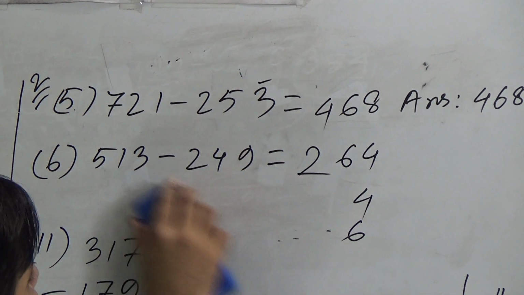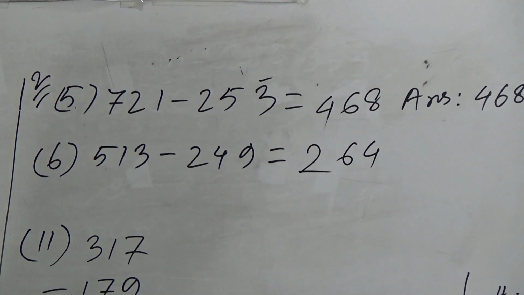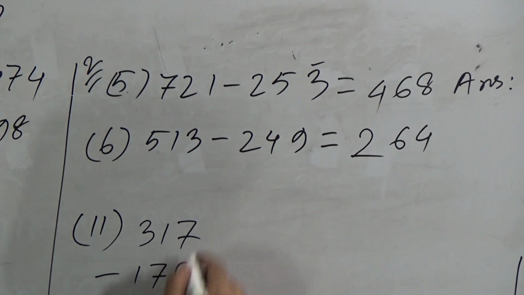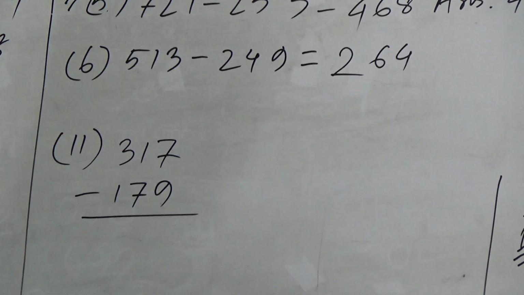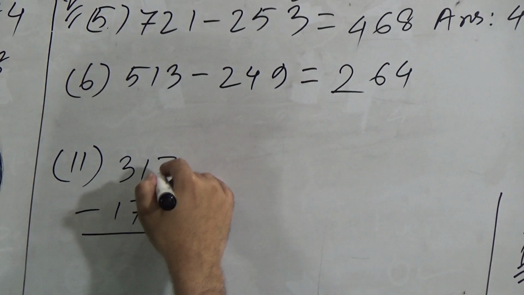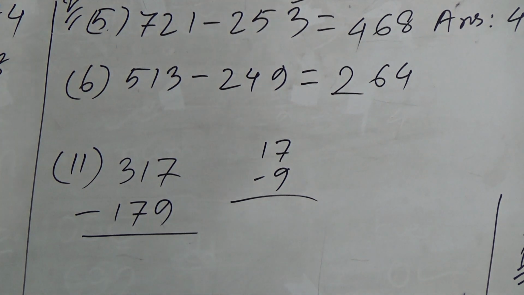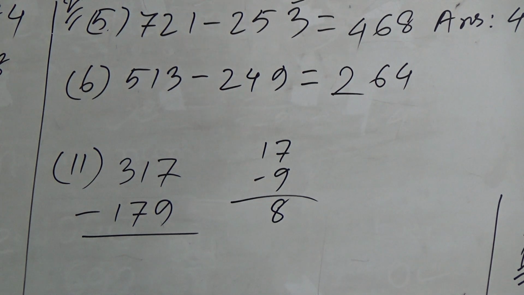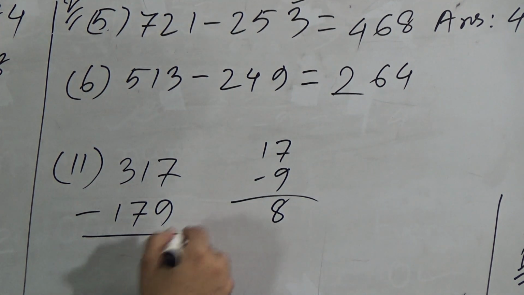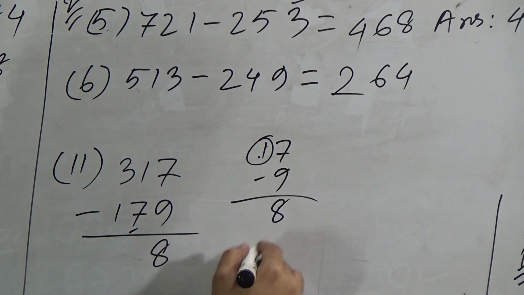Now I have to go to the next question. The next question is 11. We have to subtract 9 from 7, but 7 is smaller than 9, so we can't subtract. If we can't subtract, then we have to consider 1. This is 17. We have to subtract 9. So if we subtract 9 from 17, this will be 8. So we can write here 8. As I have taken 1, we have to consider with this 7. So this will be 8.